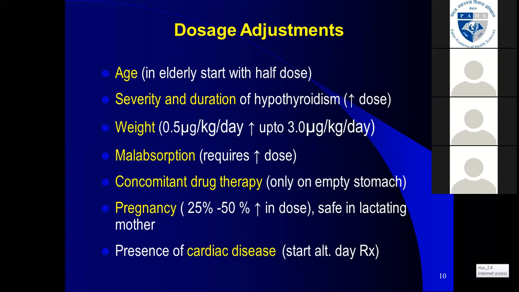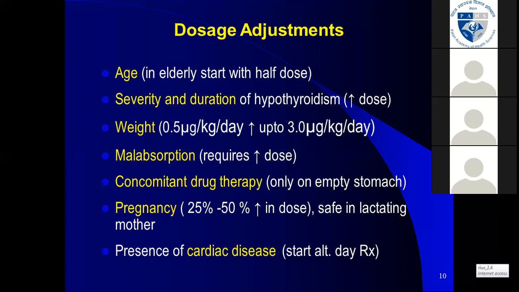We can give the thyroxine, and we have to be cautious in giving thyroxine in malabsorption, because the dose should be increased in malabsorption. And if the patient is taking a concomitant drug, at that time also we have to adjust the dose. In prescribing the thyroxine, we have to tell the patient that it should be taken on an empty stomach for good absorption.